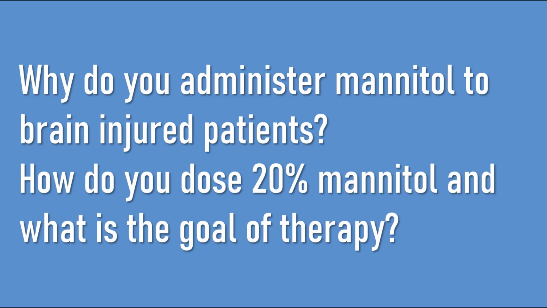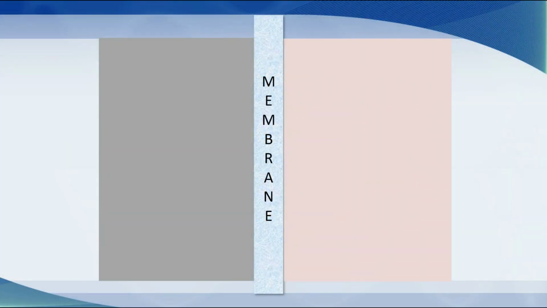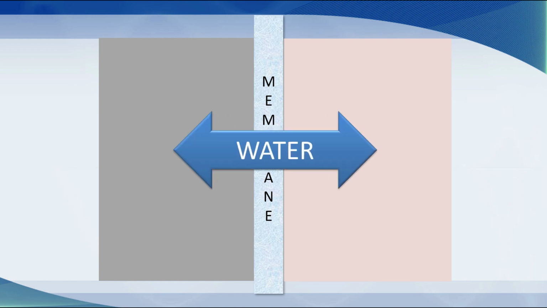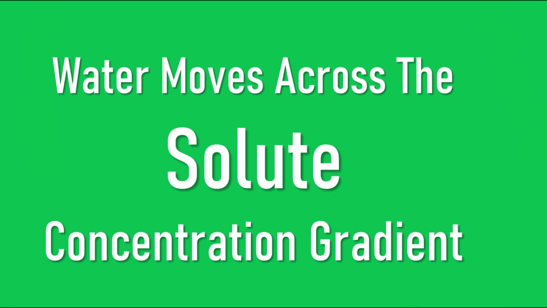Why do you administer mannitol to brain-injured patients, how do you dose 20% mannitol, and what is the goal of therapy? Well, it starts really with the concept of osmosis. Water is freely permeable across cell membranes. It is constrained by the solute concentration on either side of the membrane. In this case, the solute concentration is constant, so there is no movement of water. Water moves across the solute concentration gradient from high concentration to low concentration.